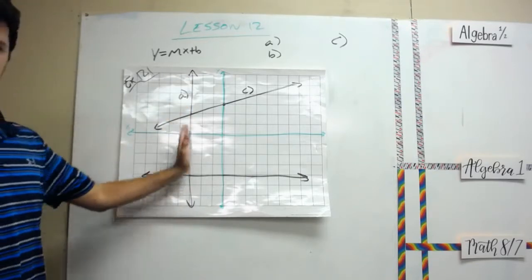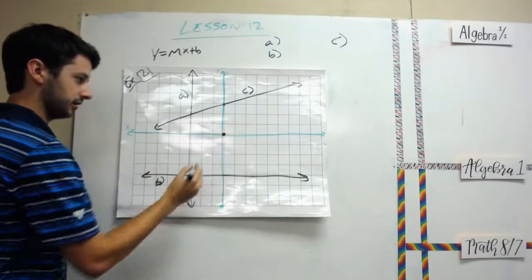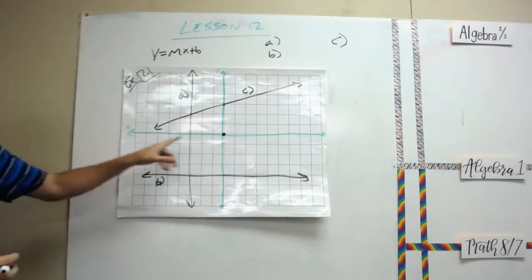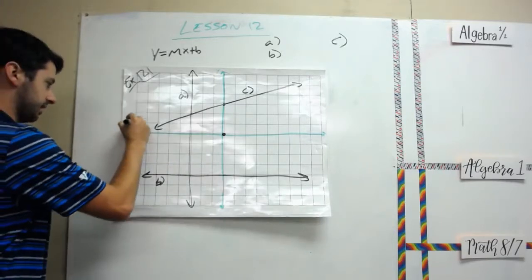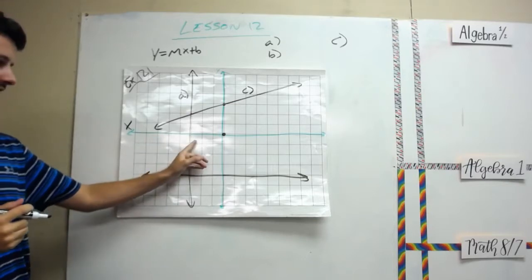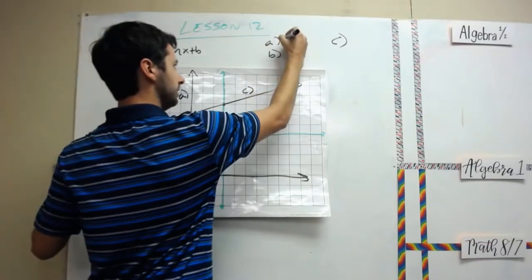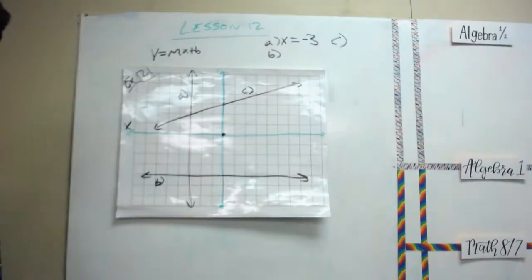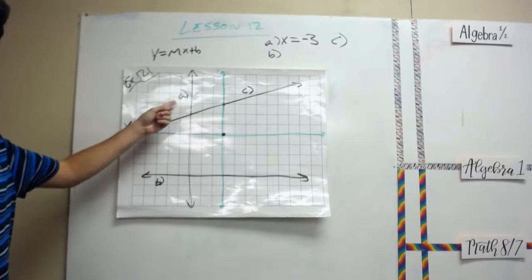This one is vertical. It's straight up and down. Well, if this is our origin right here, notice it is 3 to the left on the x-axis. Remember, this is the x-axis, left and right. So if it's 3 to the left, line A would be x equals -3. And that'd be your answer for A. So we did that one.